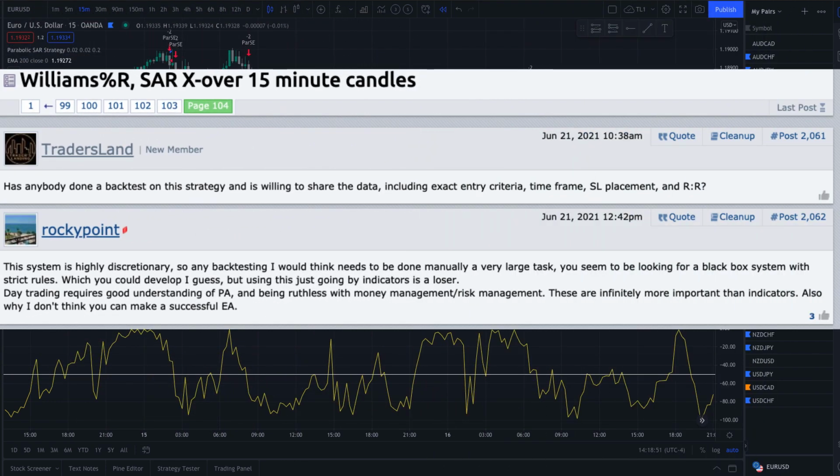Just a note before we begin, I asked the question on this thread if anybody has done any backtesting, and this was the response from the thread creator, Rocky Point. "This system is highly discretionary, so any backtesting I would think needs to be done manually, a very large task. You seem to be looking for a black box system with strict rules, which you could develop, I guess, but using this just going by indicators is a loser. Day trading requires good understanding of price action and being ruthless with money management, risk management. These are infinitely more important than indicators. Also why I don't think you can make a successful EA."